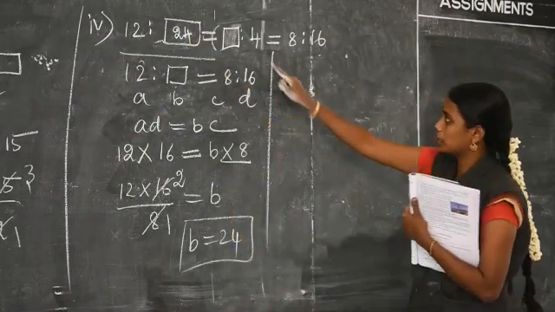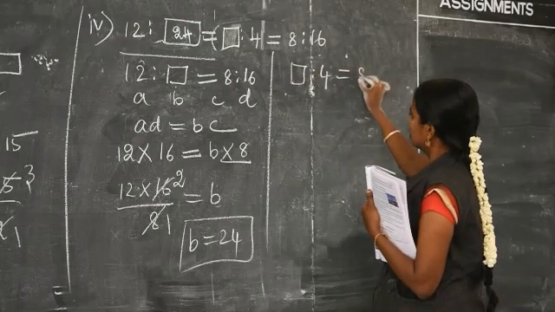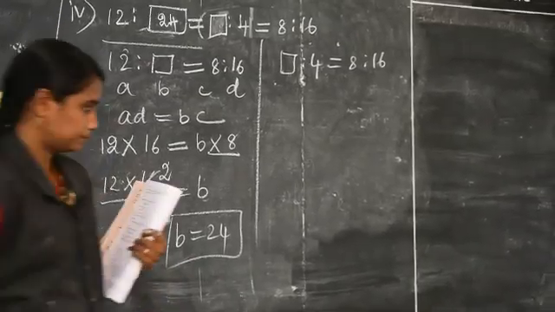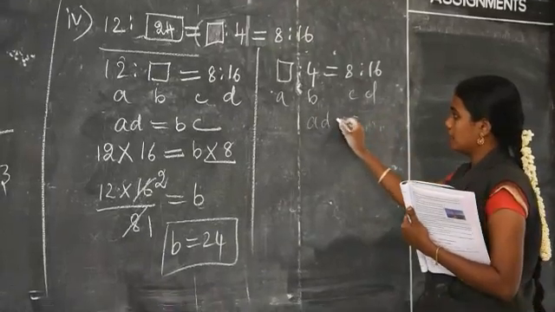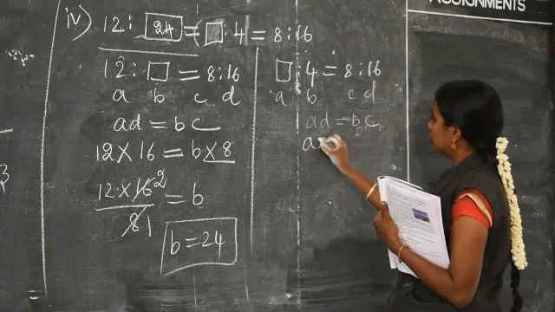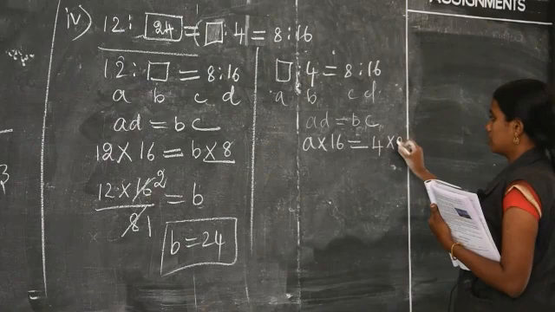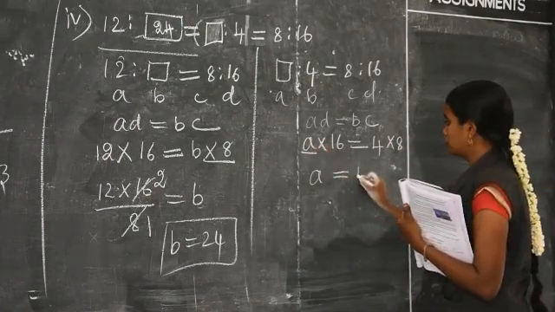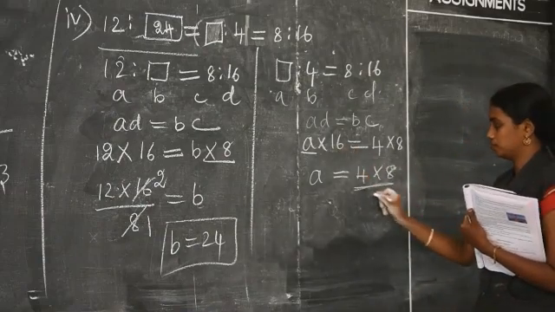Okay. Next I am going to compare these two. 8 is to 16. A, B, C, D. Formula AD equal to BC. A value we don't know. D value is 16. B value is 4. C value is 8. We are going to find the A. 4 into 8. The multiple of 16 will come this side as division.